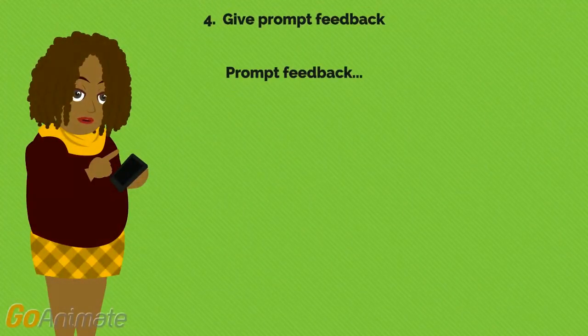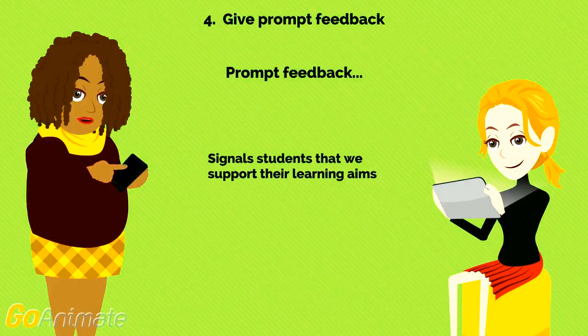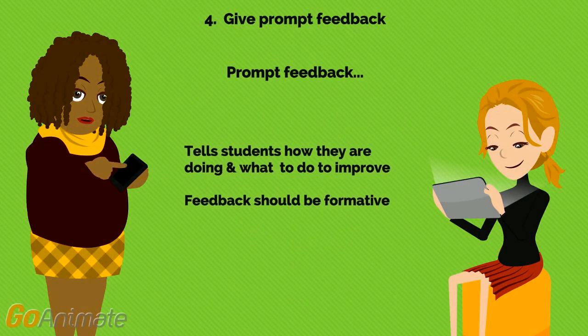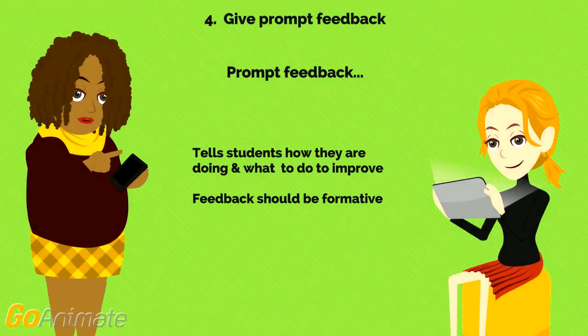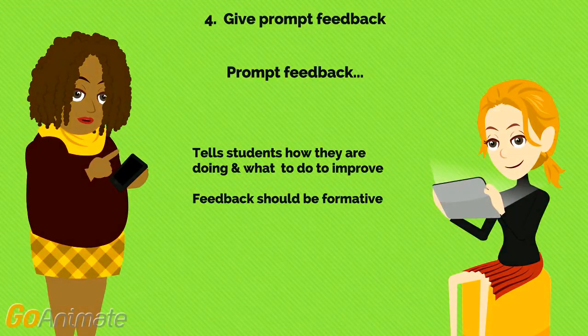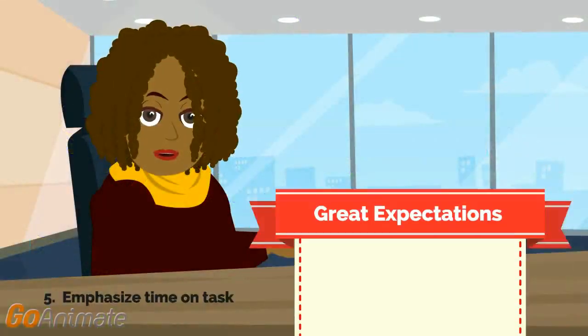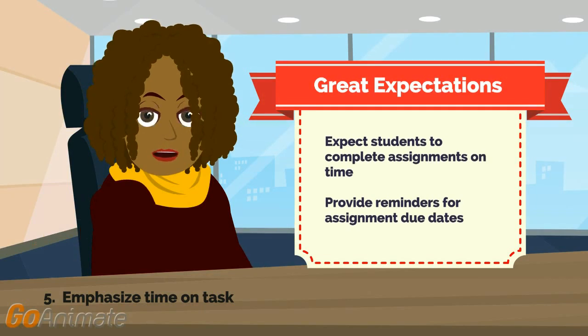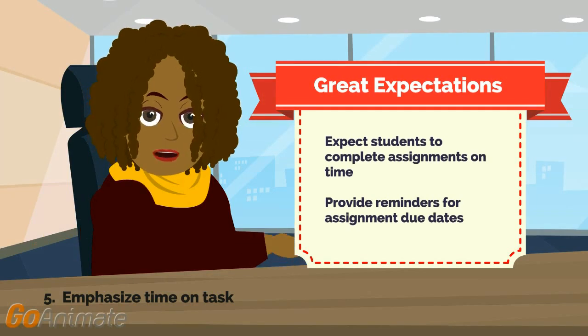Prompt feedback. Inform students that you support their learning aims. Feedback tells students how they're doing and what they need to do to improve. In other words, feedback should be formative. Communicate to students that you expect assignments to be completed on time. Provide periodic reminders for due dates.